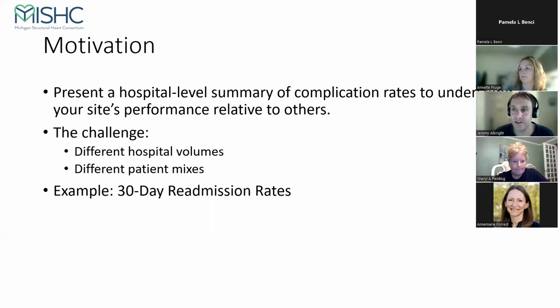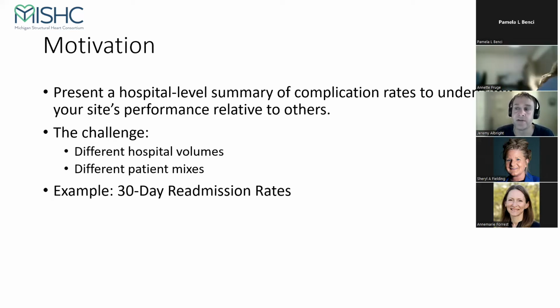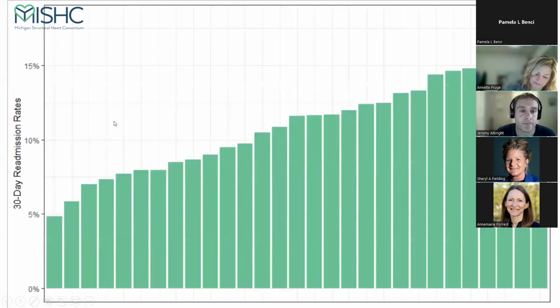So to just give you a raw summary of the rankings of hospitals, quote unquote, as to where you stand compared to others is not straightforward. We want to take into account these other factors that make each site unique. The example that I'm going to be using is based on real data, real TAVR procedures for 30-day readmissions. So this first figure here is just without any type of risk adjustment whatsoever.